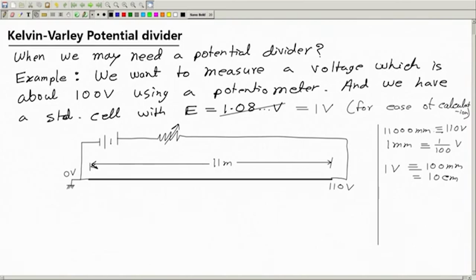Okay. Now, for calibration we have to set the jockey of the standard cell. This is the standard cell, minus side, plus side, this has to be consistent. Let this be the galvanometer. So, you have to set the jockey exactly at 10 centimeter, and then adjust this current to get the null. Now, if we make a mistake, instead of setting it to 10 centimeter, say we set it to 10 centimeter plus or minus 1 millimeter, so that is a mistake.